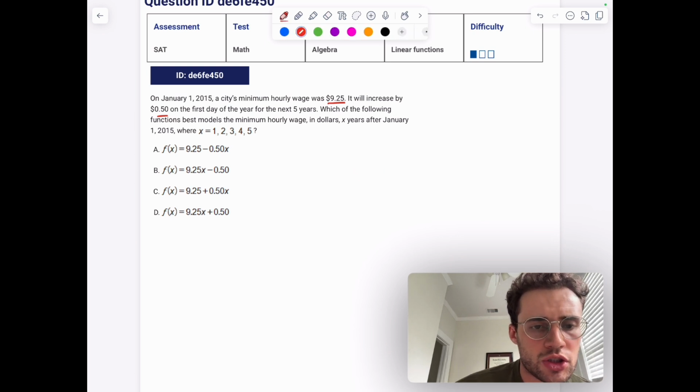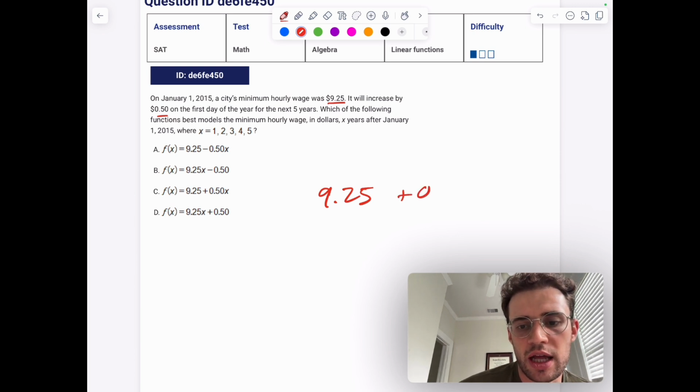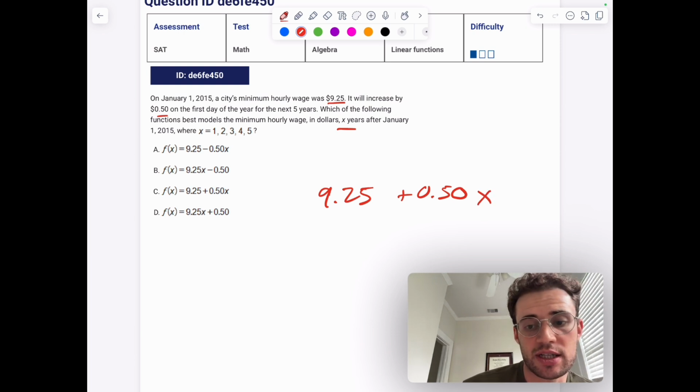Okay, so again, our initial amount is $9.25. And then the slope, right, what it's going up each year is 50 cents. We multiply that by the number of years, which they say is x. All right, so after 1 year, that's adding 50 cents once. After 2 years, you're doing 2 times 50 cents, that's adding $1, and so on. Right, so it should be something like this.